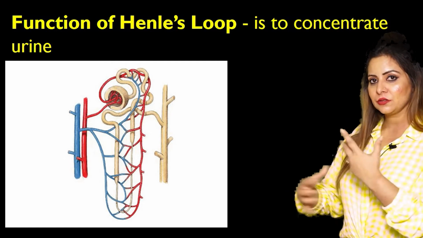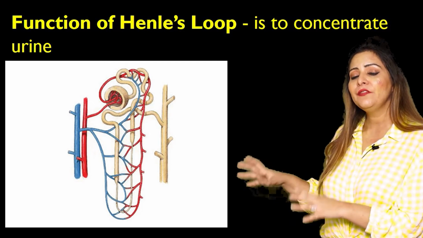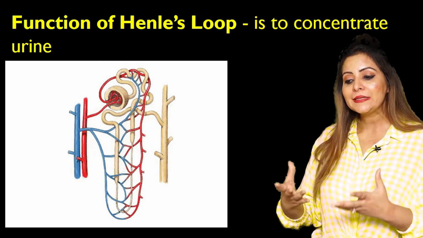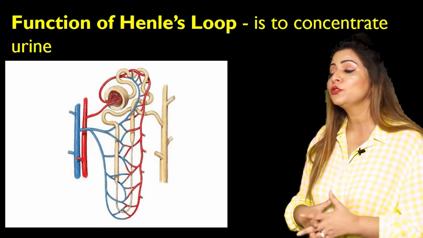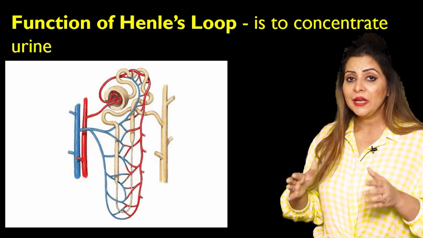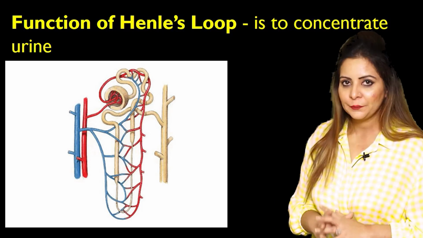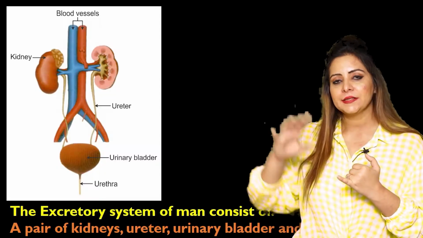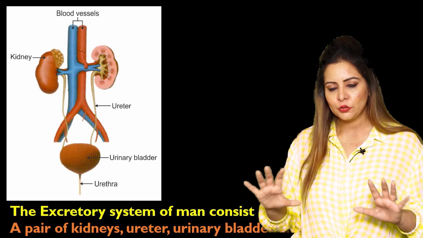So again, we'll do a recap, because this is quite complex structure, and whenever you get a question like this to write about the urine formation or the excretory system of man, you need to draw all the diagrams. So in this chapter, all the diagrams are very, very important, right? So at this moment, we are in a position to answer what exactly is the excretory system of man, that is the kidneys, ureter, urinary bladder and urethra. We all know about it now.